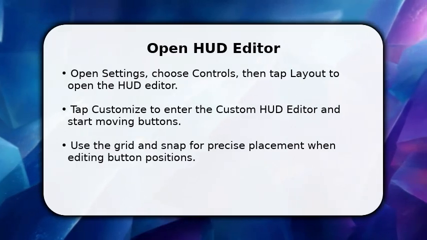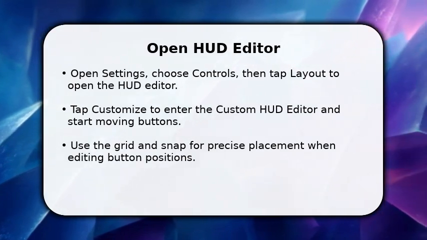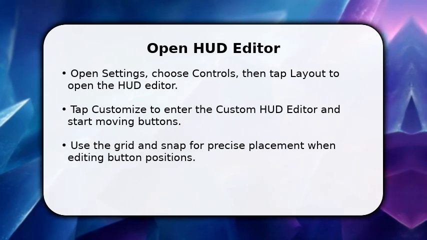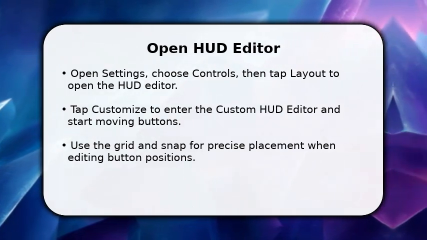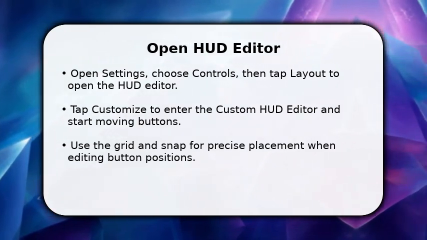Open Settings, choose Controls, then tap Layout to open the HUD editor. This is the only way to change your control layout permanently in PUBG Mobile. Tap Customize to enter the custom HUD editor and start moving buttons one at a time.